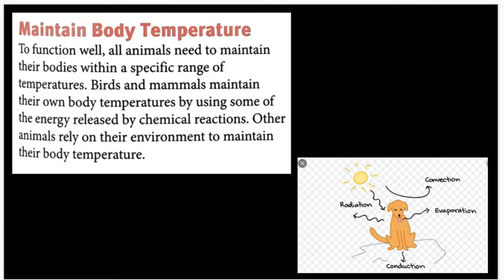It is important for an animal to maintain its internal body temperature. So animals, they maintain their body temperature. So what does that mean? For example, take a look at this picture down here on the bottom right. This shows a dog that is outside. So the dog is getting hotter because the sun is outside, and the dog's body temperature starts to rise.